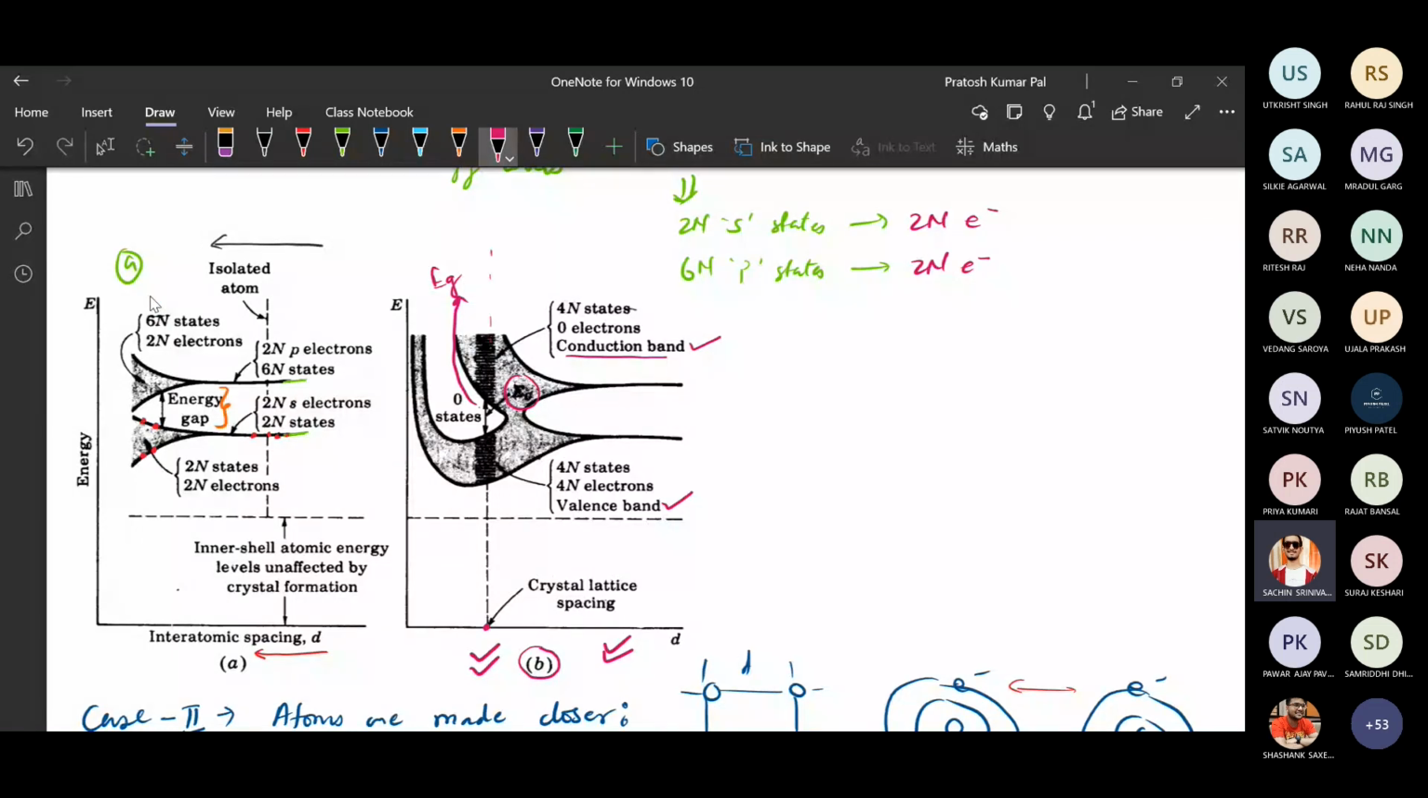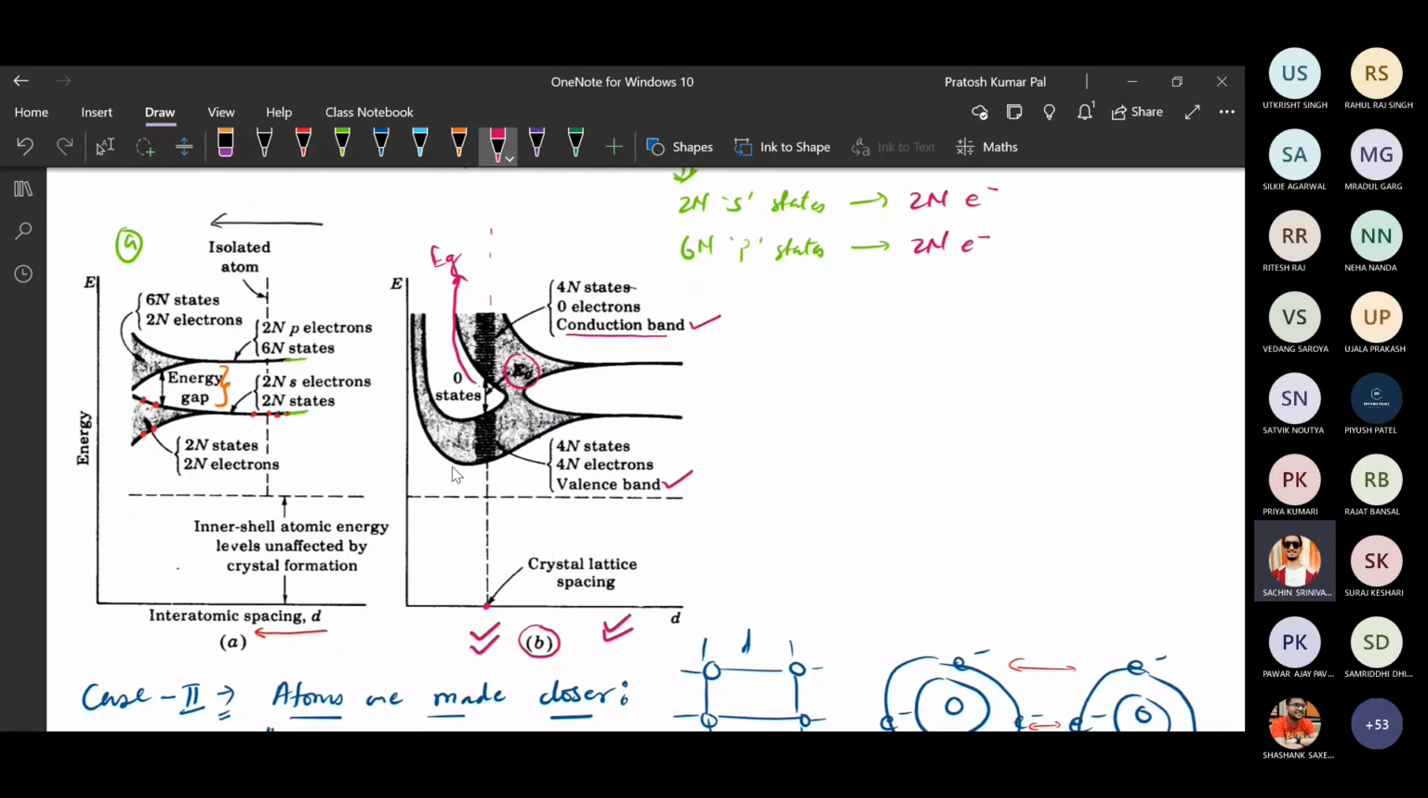Till now we have seen how the energy band is formed in a crystal structure, and in the next class we will see what insulators, semiconductors and metals are based on these energy bands. These energy bands will explain the property of different elements. These different elements can be divided into three categories: insulator, semiconductor or conductor, which we can also call a metal.